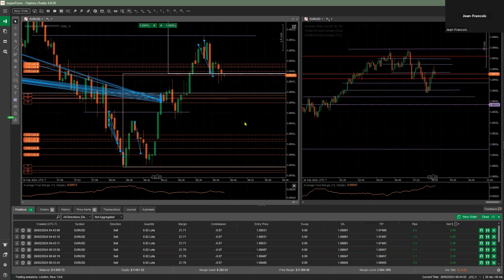Oh man, so slow. Average bars, 1.5 pips. They're normally 2 or 3 pips at this time of day.